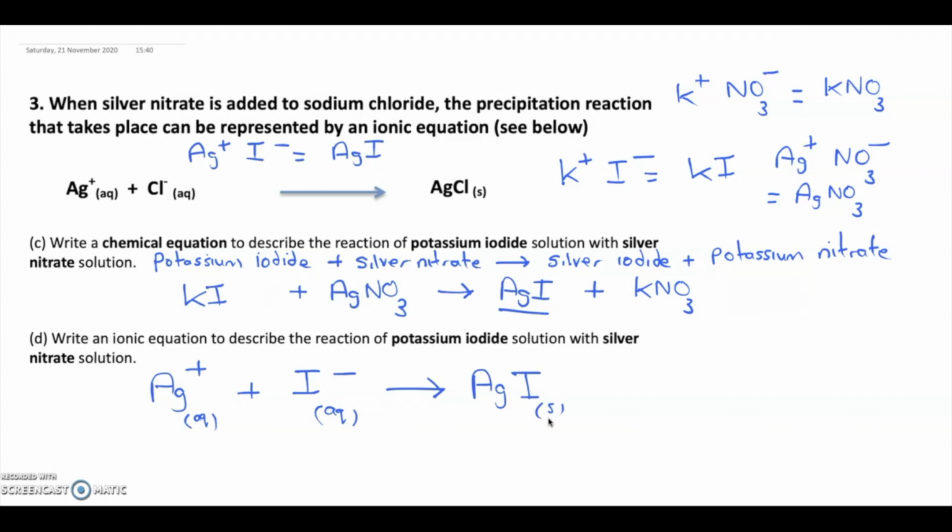Questions C and D are both worth 2 marks each. If you had the chemical formula right of the reactants on the left hand side of the equation in part C, you get 1 mark. If you had the chemical formula right of all the products on the right hand side, the AgI and the KNO3, you get the 2nd mark. And for part D, if you had the Ag+ and the I- correct on the left hand side, you get 1 mark. And if you had the AgI correct on the right hand side, you get the 2nd mark. Now, for the ionic equation, I would not penalise you if you missed out the state symbols here, but many questions will require you to include the state symbols.